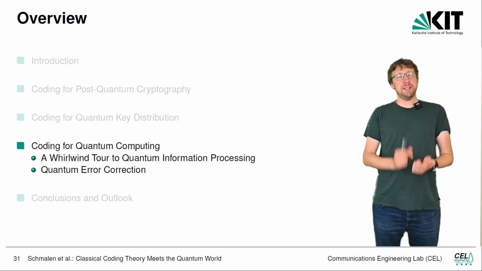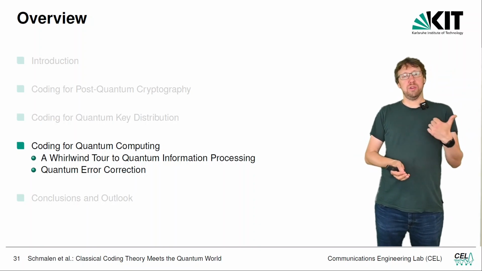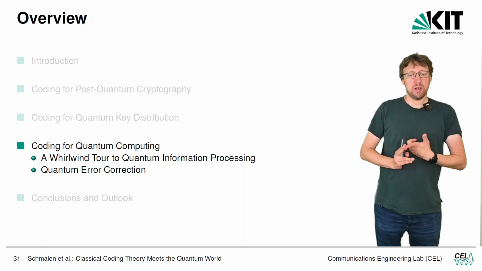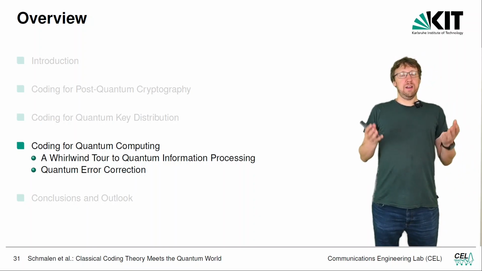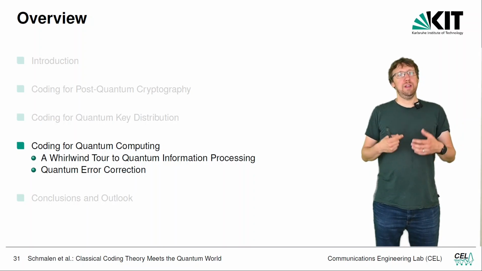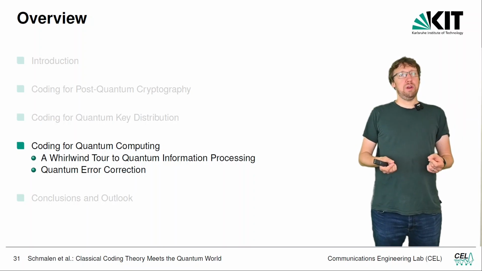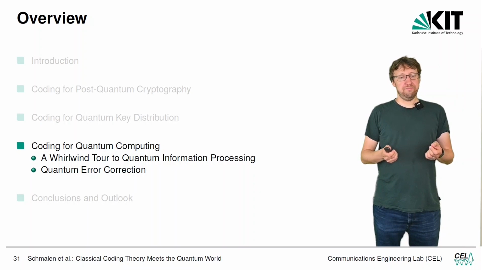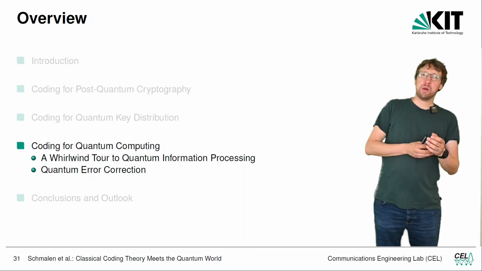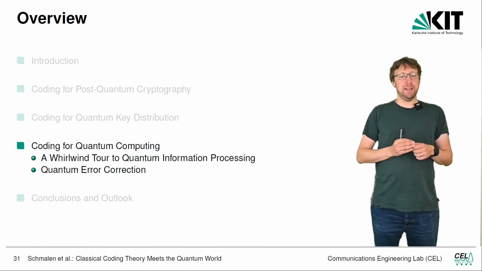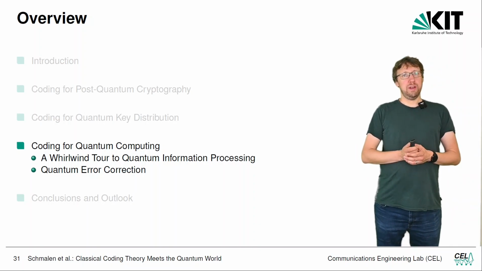So we have now seen how we can use coding for post-quantum cryptography. We can use coding for quantum key distribution. Now, if we want to build a quantum computer, we also need coding. So how can we use coding for building a quantum computer? This is what we do now. We start with a very, very quick tour into quantum information processing and then go to quantum error correction.